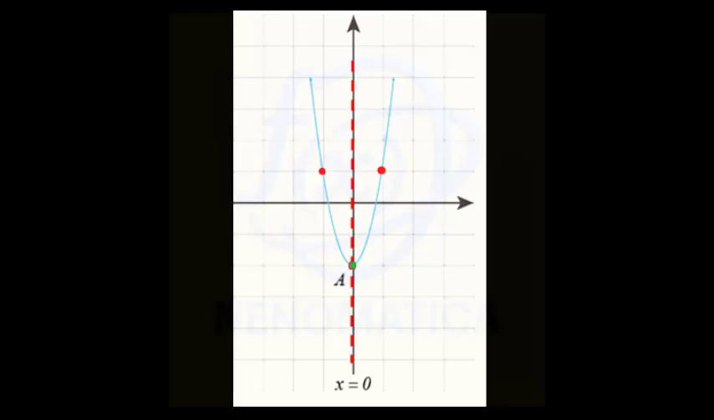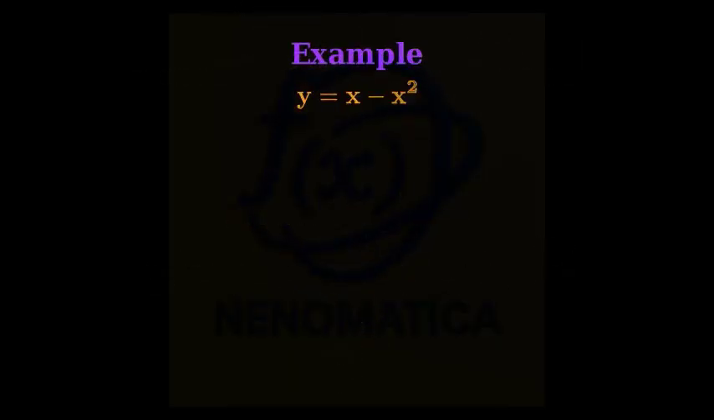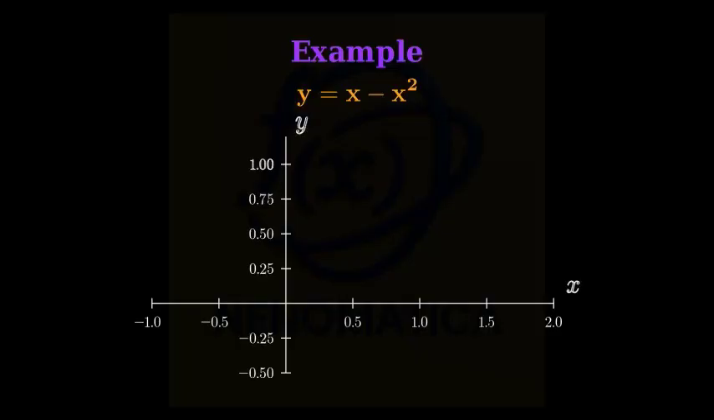Example. We will graph the parabola from the equation y equals x minus x squared, following a clear, structured algorithm: standard form, vertex, axis of symmetry, and direction. Let's set up a coordinate plane, and then build the graph step by step.